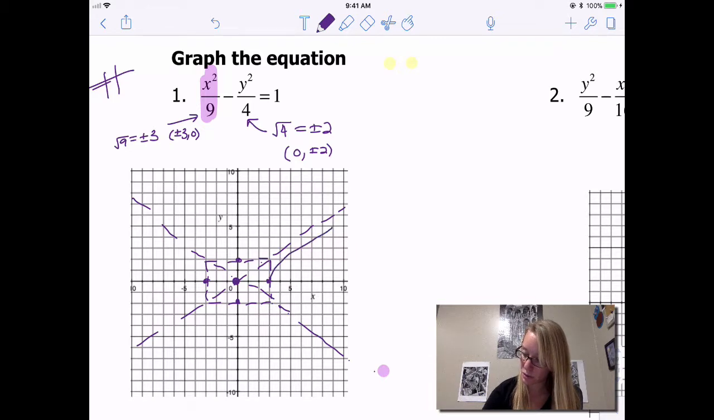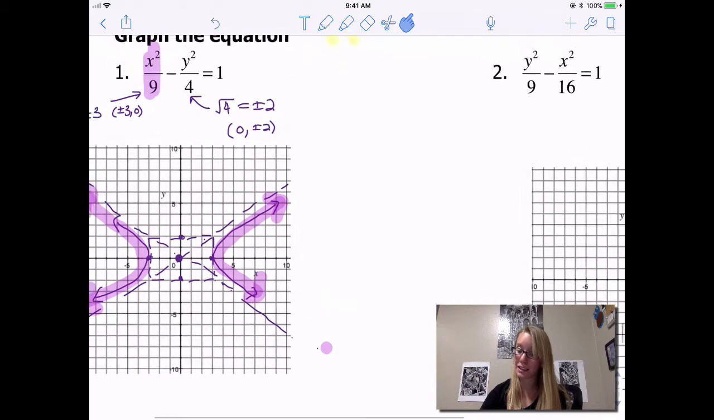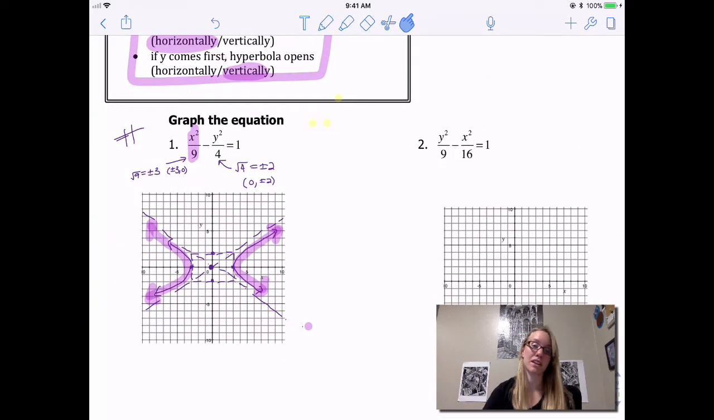So that means I'm going to graph, and I might even highlight it just so you guys can see. This is what our graph looks like. Notice we've got the arrows, which mean that that hyperbola is going to extend forever. And again, even though our 9 is bigger, that's not the reason that it opens left and right. It's because of the x.